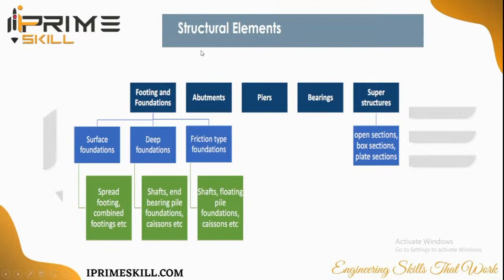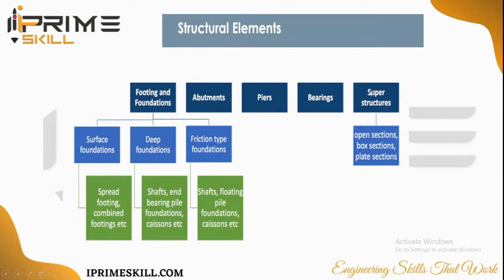Now, different types of structural elements. We saw the foundation. In that, we have the surface, deep, and friction types. Surface foundation means spread, combined, etc. Deep means bearing, pile foundation, caisson, shafts, all these things. A caisson is a well-type foundation. Then again, there are floating foundations.